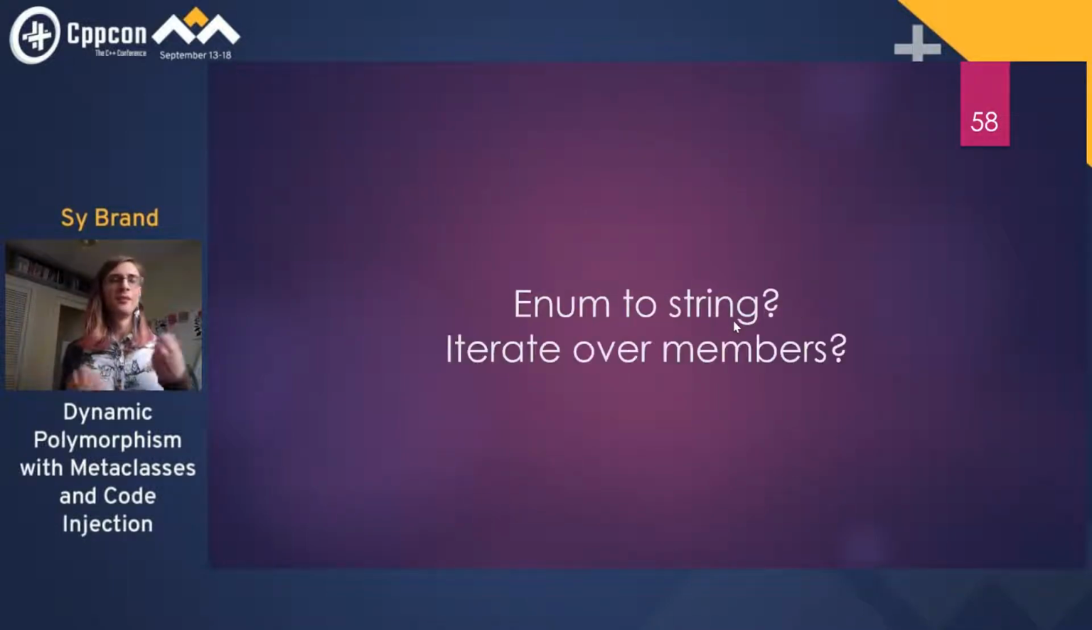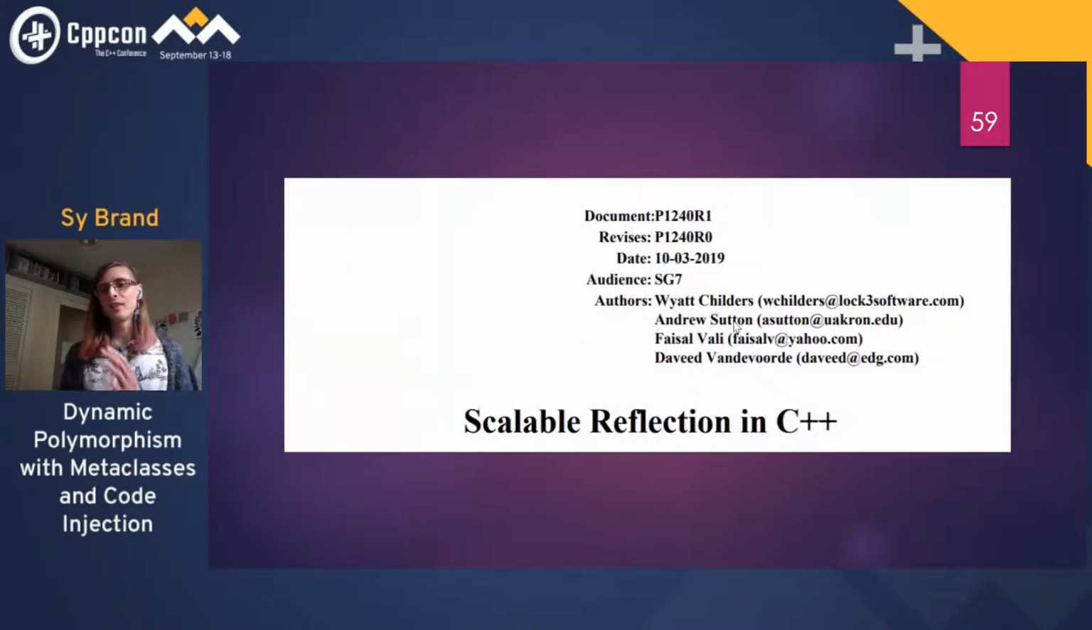But what about converting an enumerator to a string? That's something people have to do all the time, and we have to reinvent the wheel every single time we do it. How about iterating over member functions for a type? We can't do that with type traits. We need something more. Fortunately, there is a paper called Scalable Reflection in C++, which solves exactly this problem. And this is, as far as I'm aware, targeting C++23.